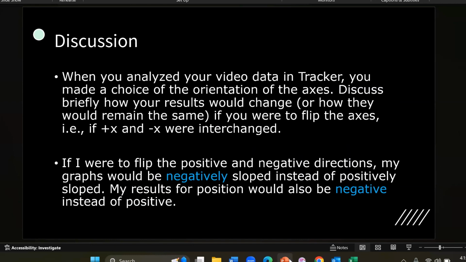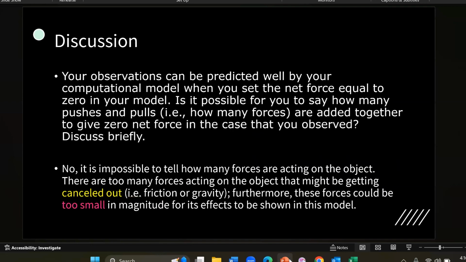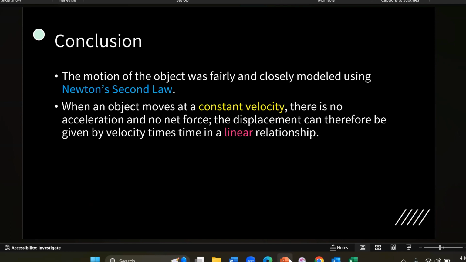If we were to hypothetically flip the positive and negative directions, our graphs would be negatively sloped instead of positively sloped. Our results for position would also be negative instead of positive. Additionally, we cannot determine each individual force on the object. There are too many forces on the object that could be getting canceled out, such as friction or gravity, or they could be too trivial to impact our data in any real way.